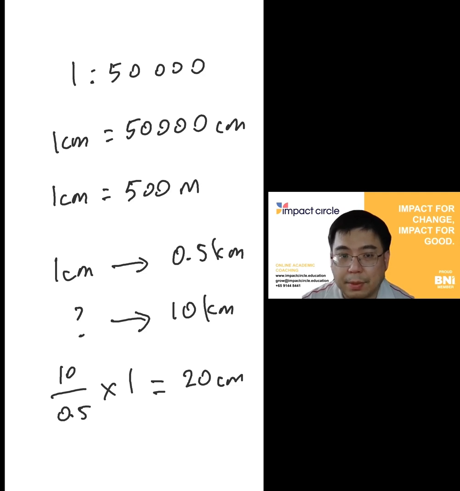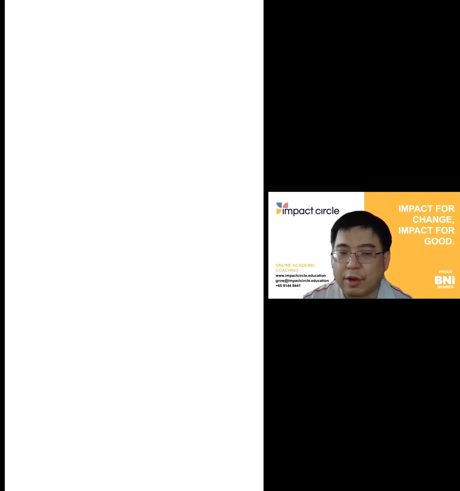Let's do one more example regarding area. So it's very important to know that for area, the scale is different from the distance scale. And we need to do some conversion. If we are given the distance scale and we want to solve problems involving area, we need to convert the distance scale into an area scale. And the way to do this is to square both sides.